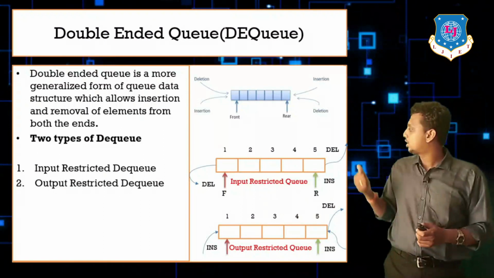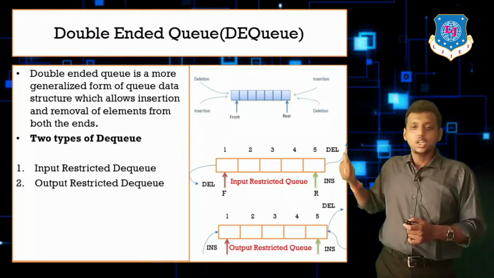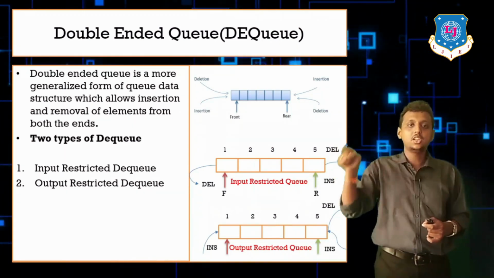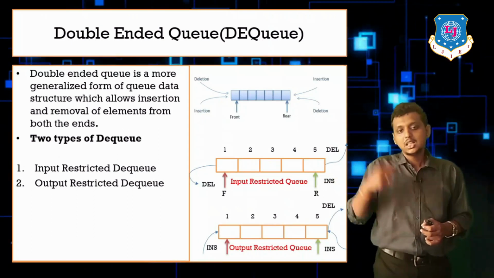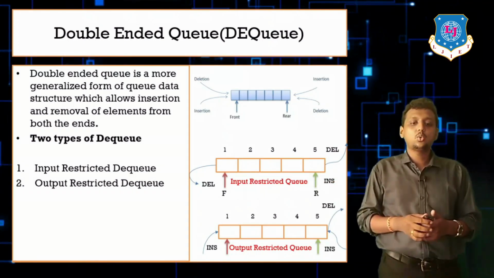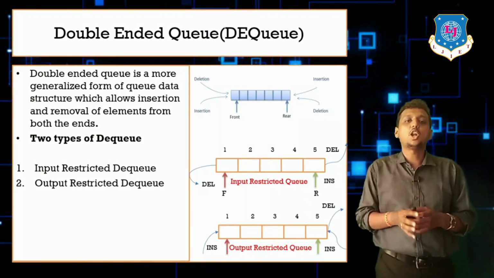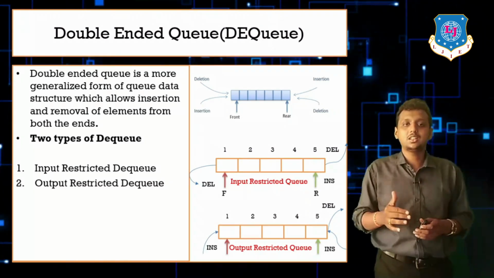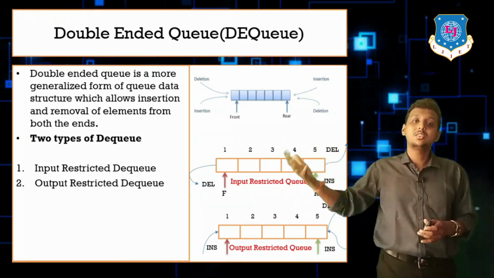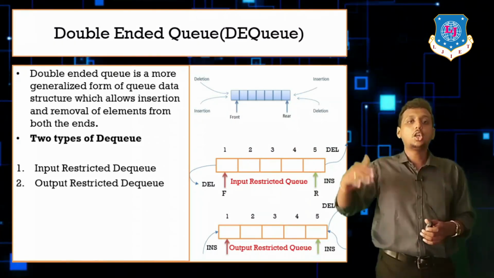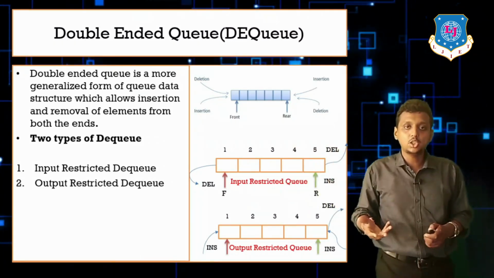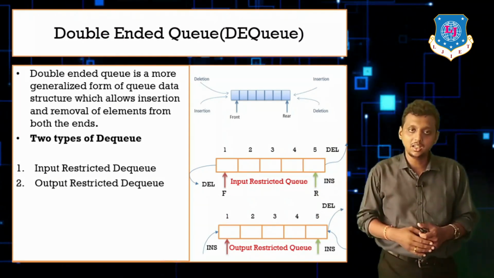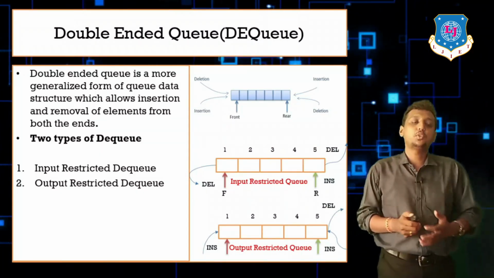Here, the first figure shows the generalized form of DQ, where you can do insertion and deletion of elements from both ends. The other two are known as input restricted and output restricted. In input restricted, students, at one end you cannot insert the data elements, while at the other end you can do both insertion and deletion. In output restricted, at one end you cannot delete the values, but you can do insertion and deletion at the other end. That is known as output restricted and input restricted DQs.